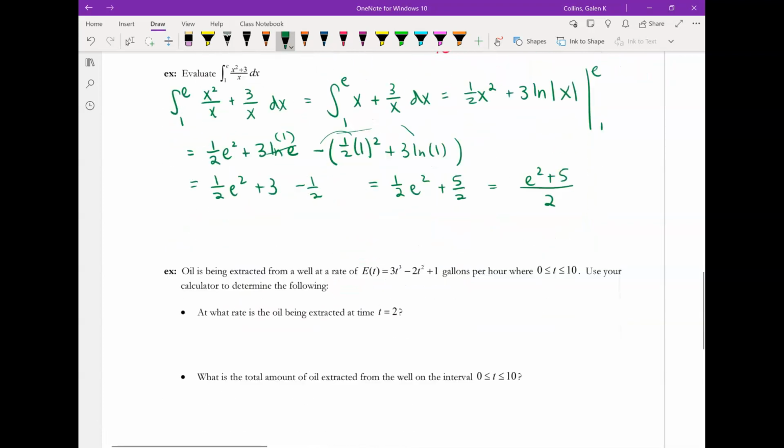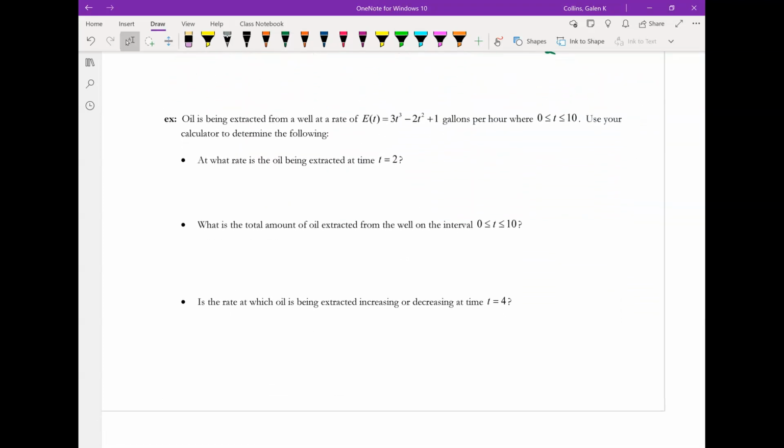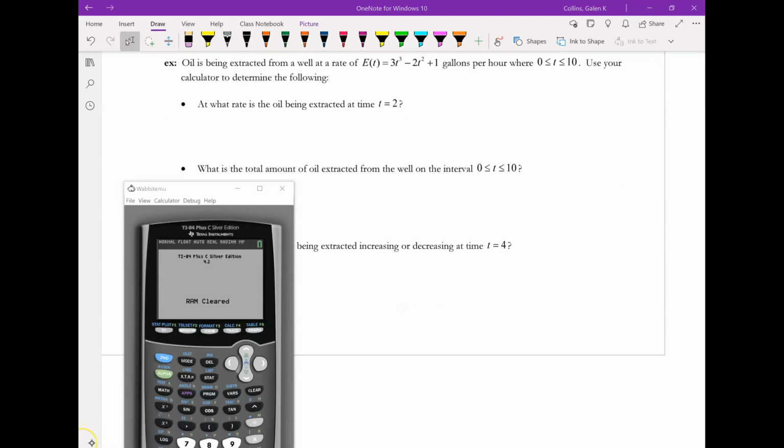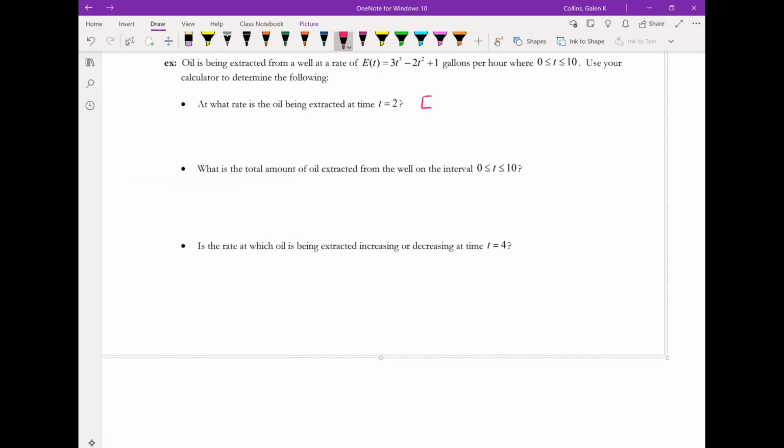For the last example, we're going to need to put this function in our graphing calculator. All right, so we are told that oil is being extracted from a well at a rate of E of t, and we're given the function E of t, and then we're asked first to determine at what rate is the oil being extracted at time t equals 2. So I know we could do this without a calculator, but let's do it with.